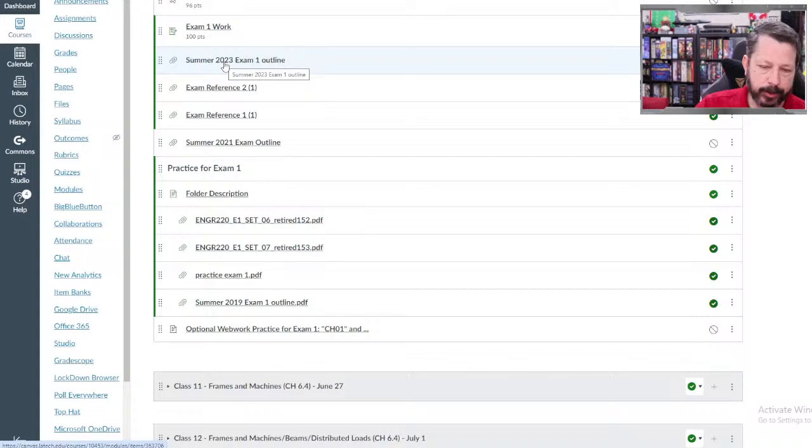So you can check the exam. Well, it says 2023. That's going to be the same outline for 2024. So you can check that. You can look at old problems in these that say retired or this practice exam. You can look through those for examples of what types of problems might be on there.